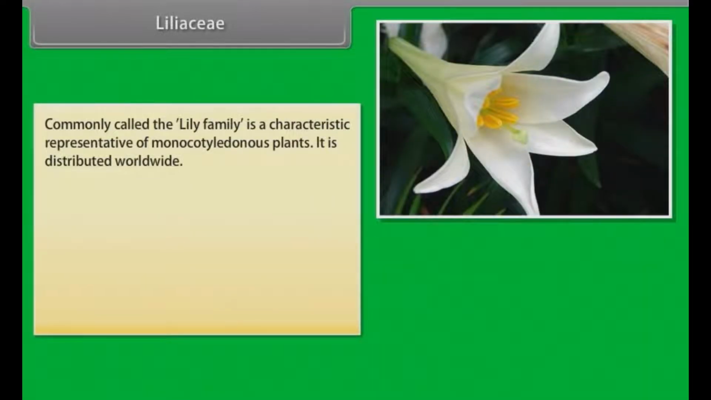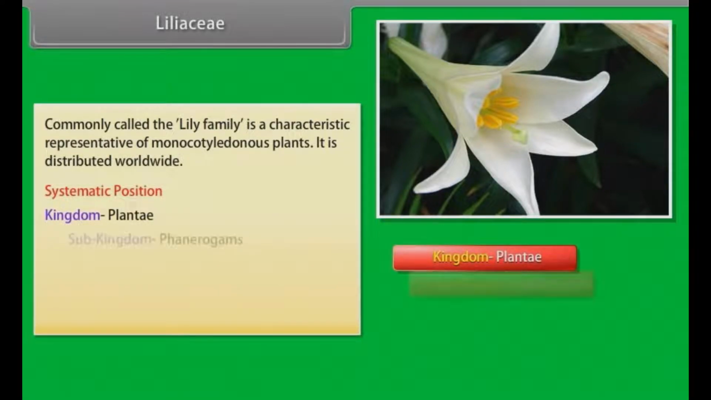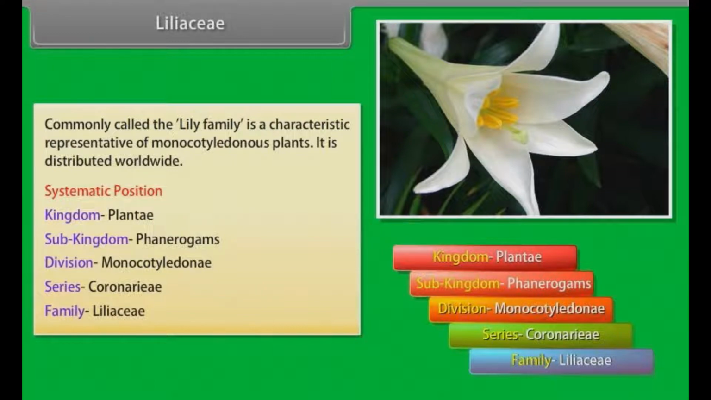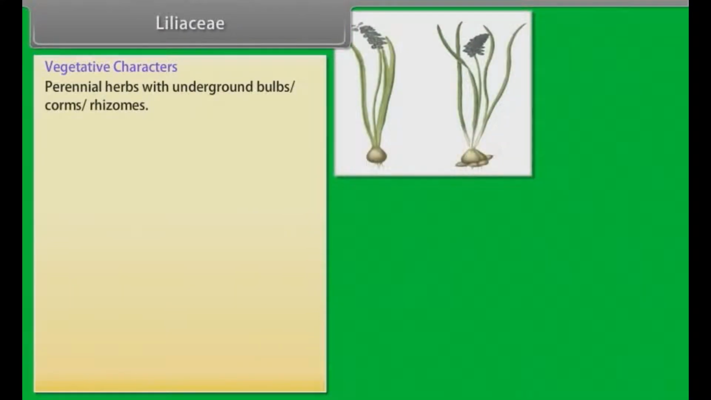Liliaceae, commonly called the lily family, is a characteristic representative of monocotyledonous plants. It is distributed worldwide. Systematic position: Kingdom Plantae, Subkingdom Phanerogams, Division Monocotyledons, Series Coronarieae, Family Liliaceae. Vegetative characters: perennial herbs with underground bulbs, corms, rhizomes, leaves mostly basal, alternate, linear, exstipulate with parallel venation.